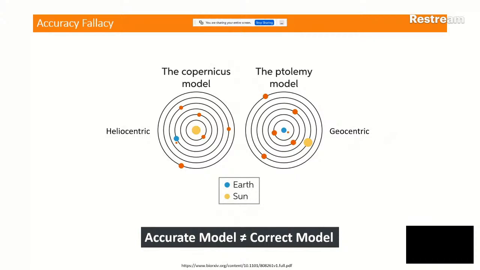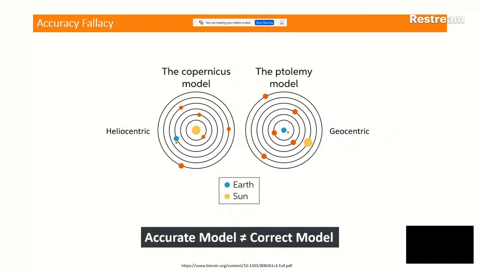Creating these models is not new. What you're seeing on the screen on the left-hand side is the Copernicus model and the Ptolemy model. Copernicus and Ptolemy were both astronomers. Ptolemy created this geocentric model of the solar system, in which he said Earth is at the center of our solar system. Copernicus, many years later, said that the sun is at the center of our solar system.